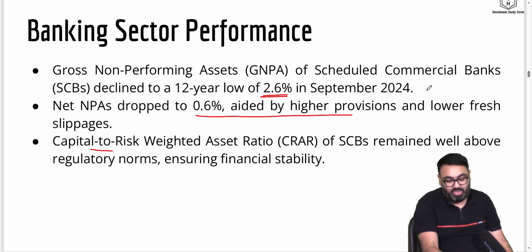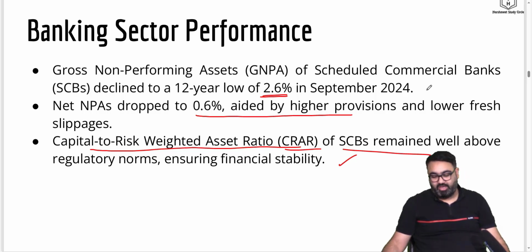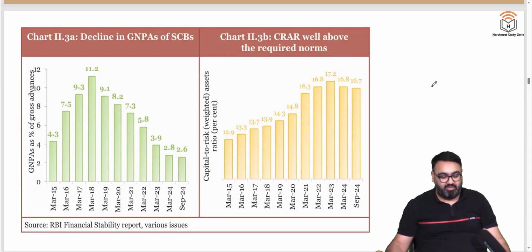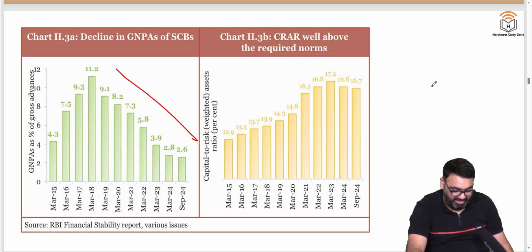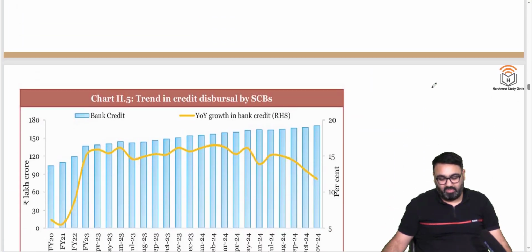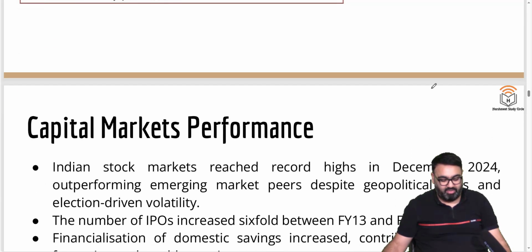Also, the capital to risk weighted asset ratio, that is CRAR, of the scheduled commercial banks also remained at a good level. Means that they have good stability, they do not have a lot of capital in danger, which is always a good sign. Here is a graph from the economic survey which shows you how the gross NPAs have been declining. So in September 2024, they reached the best point in the last 12 years. Also, CRAR is well above the required norms as per the Basel norms. So the banking sector seems to be doing pretty well. Bank credit is also increasing, means banks are giving out more loans, so they trust the people more, they trust that the money will come back. So that is also a good sign going forward.